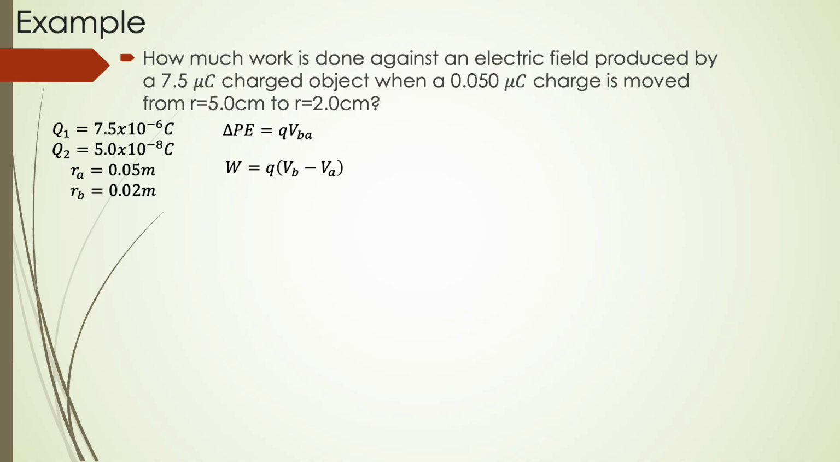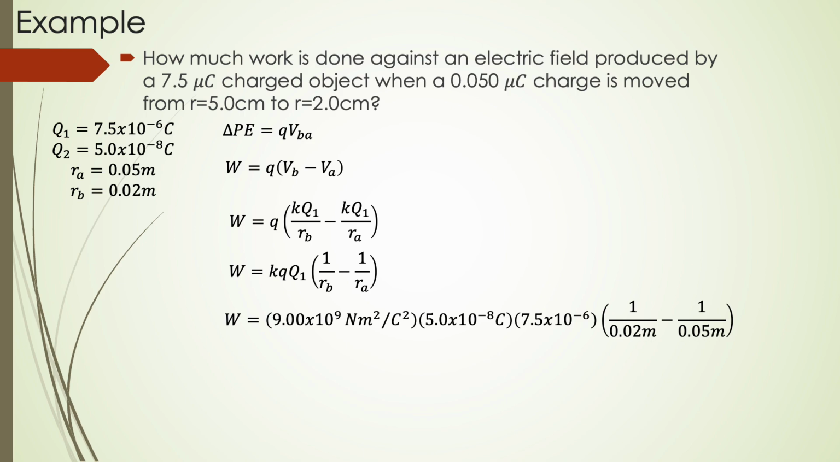Now we can substitute in formulas for our potentials at each of those locations. And what you'll notice is inside our brackets, both of our fractions have a kq1, so we can factor that out. At this point, substitute our values in. And we get a work of 0.10125 joules, which rounding to appropriate sig figs is 0.1 joule.